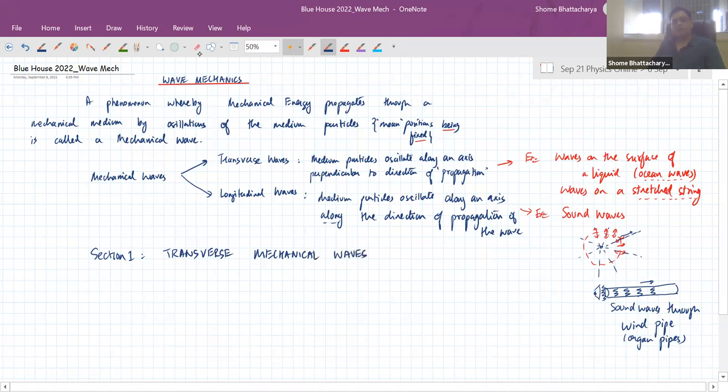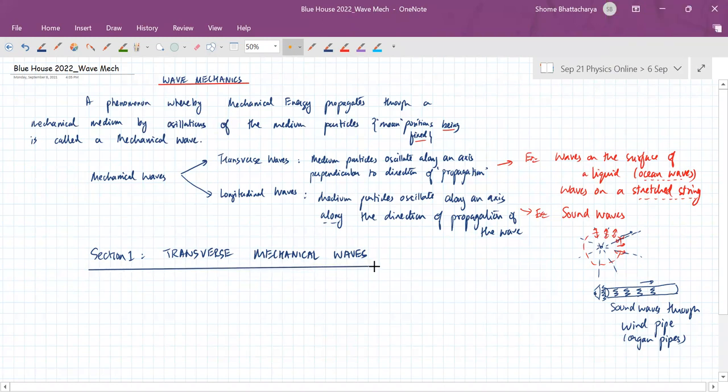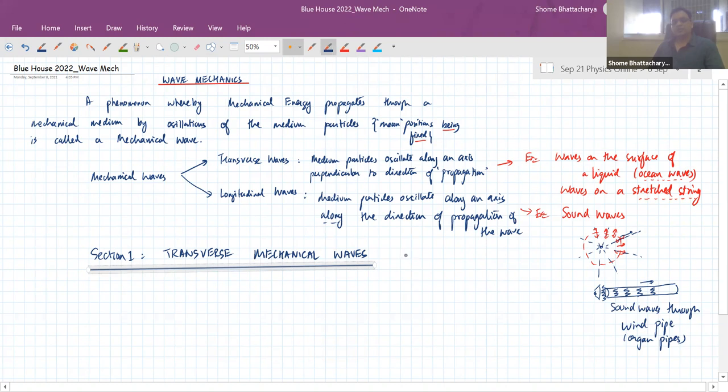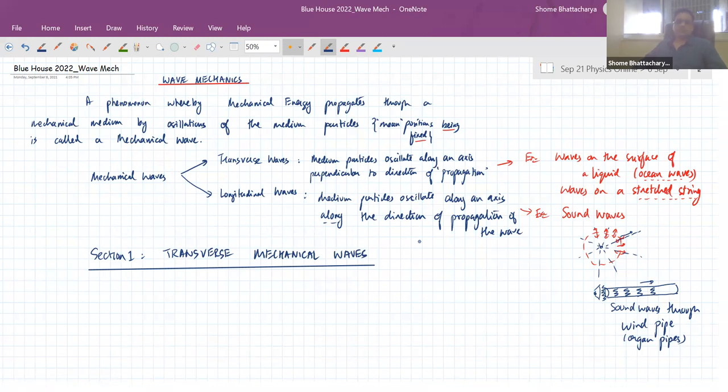The most simple model of this we will study is the second example I've given you above, that is the vibrations of a stretched string. Now, why that is more simple is because a string is a linear medium. So the energy propagates along a straight line. Whereas if you talk about the transverse waves which are ocean waves, waves on the surface of a liquid, then they are propagating in a two-dimensional medium.